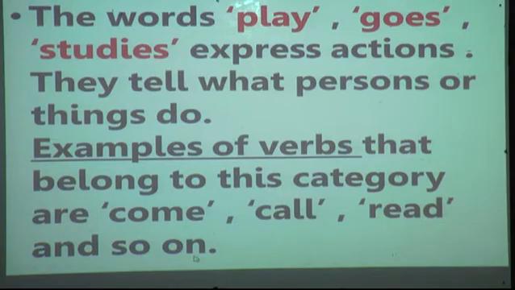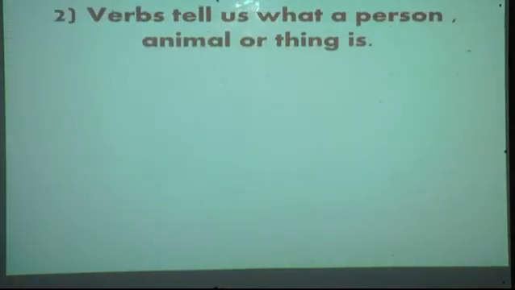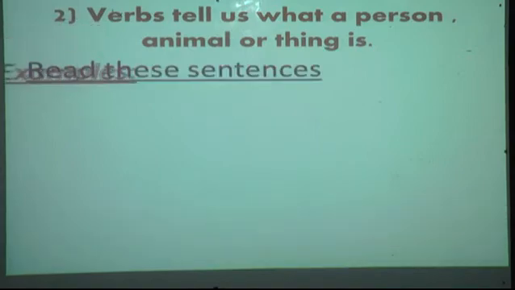Now the next is what a verb tells us: what a person, animal or thing is. We have finished with does, we have come to the next. Again I will repeat, a verb tells us what a person, animal or thing is. We will see some examples. Now read these sentences.